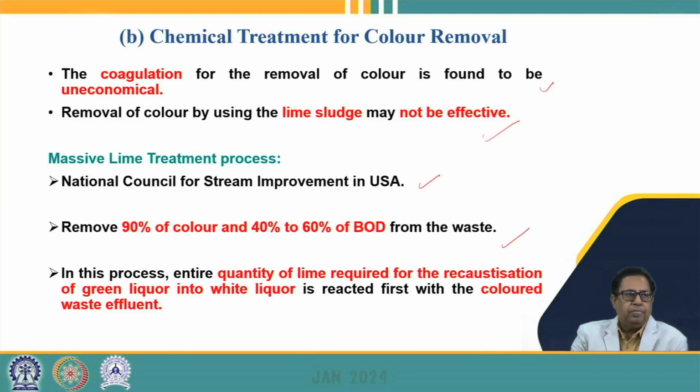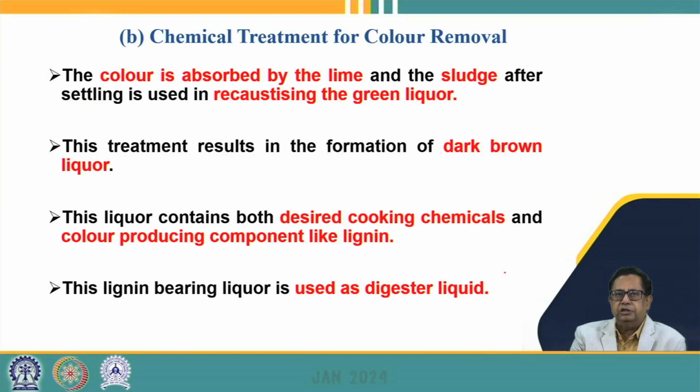So here a large quantity of lime, which is required for the recausticization of the green liquor into the white liquor, is first of all taken to the colored waste effluent, where it is reacted with the colored wastewater, and the color from that wastewater is generally removed by reaction with this lime. The sludge that is generated from this process has a lot of color, so the color is absorbed by the lime, and then the sludge is settled.